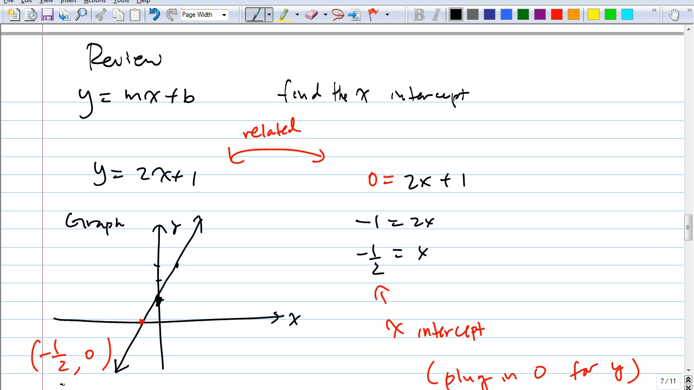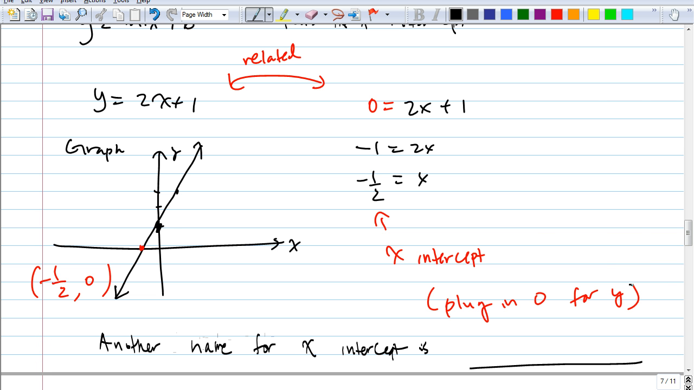Okay. Any questions so far? So we had an equation where, how many variables do we have here? y equals 2x plus 1. How many variables did you have? 2, x and y. Now, all of a sudden, the y, we plug in 0 in there, to find the x-intercept. Does that make sense? Very good. Any questions so far? Because if you understand this, then you will understand the rest of the lesson. Okay? Are we good? All right, good.